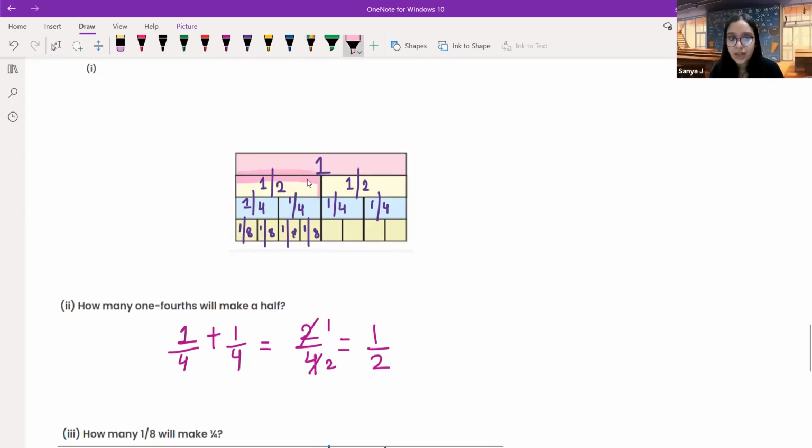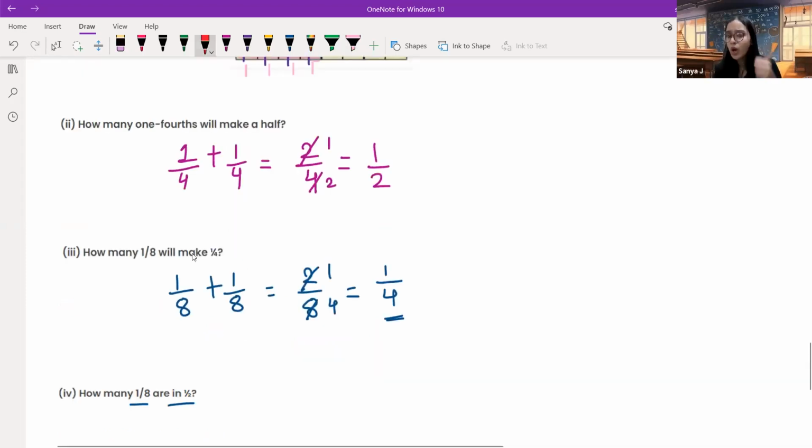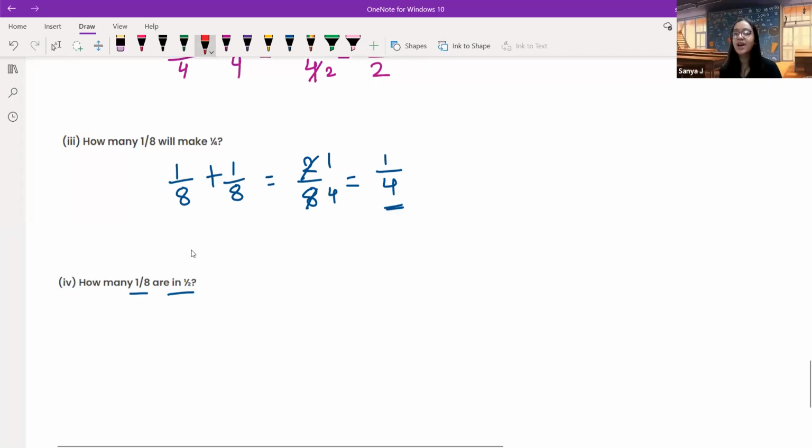Okay, and this is what represents 1/8. So let's count the total number of 1/8. 1, 2, 3 and 4. So 4 of 1/8 represent 1/2. Correct everyone? Yes. So that is all for this part.